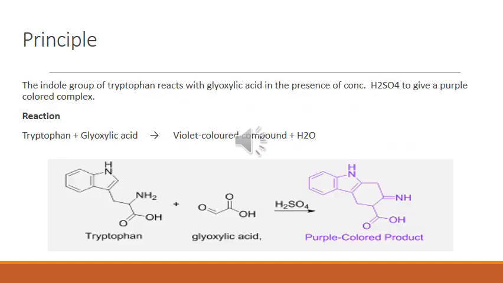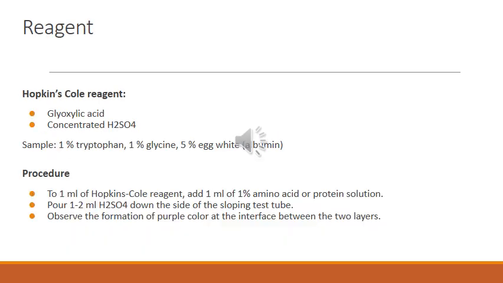Here is the principle of the test as mentioned earlier. There will be an oxidation reaction and a dehydration to yield a purple colored product, and the presence of sulfuric acid helps stabilize glyoxylic acid. The Hopkins-Cole reagent consists of glyoxylic acid and concentrated sulfuric acid. In the procedure, to 1 ml Hopkins-Cole reagent, we add 1 ml of a protein or amino acid solution. Then carry the test tube in a sloping position.